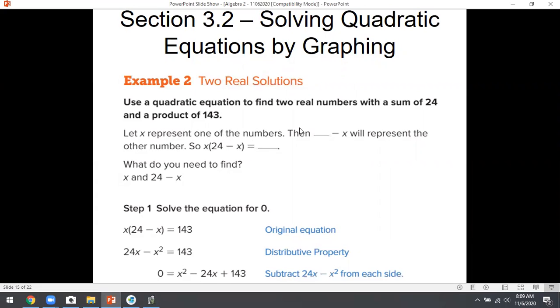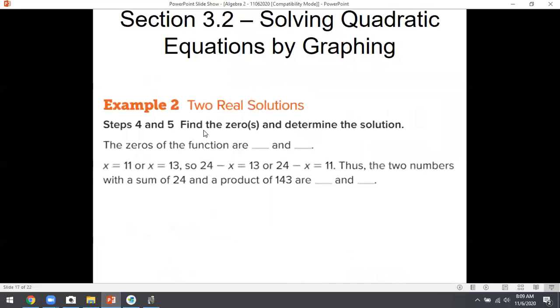Does it work out? Does their sum equal 24? Yeah. 11 plus 13 is 24. And 11 times 13 is, guess what? 143. So everything's good there.